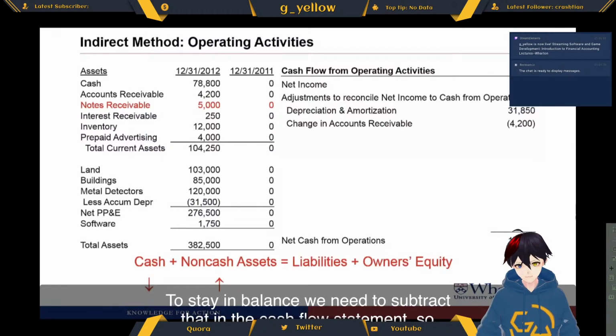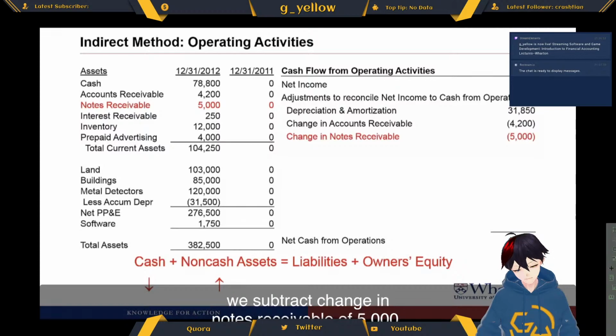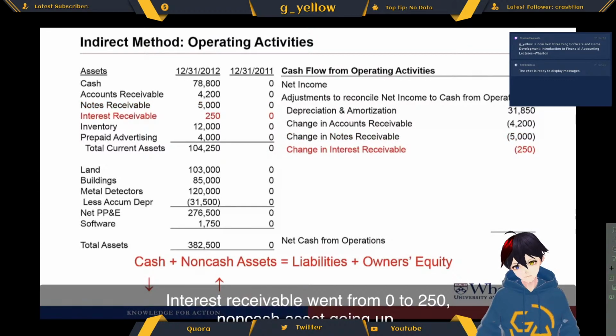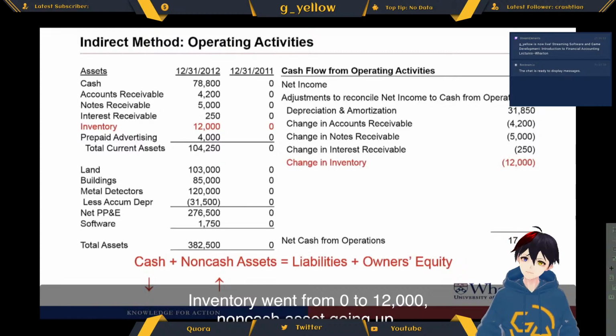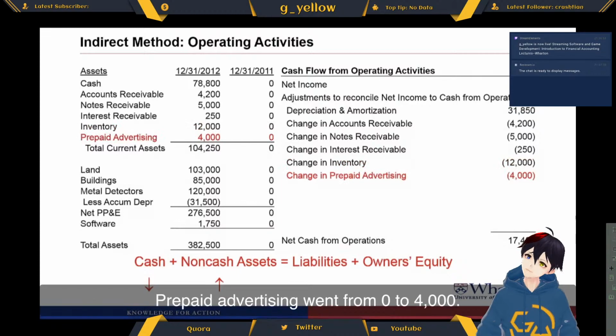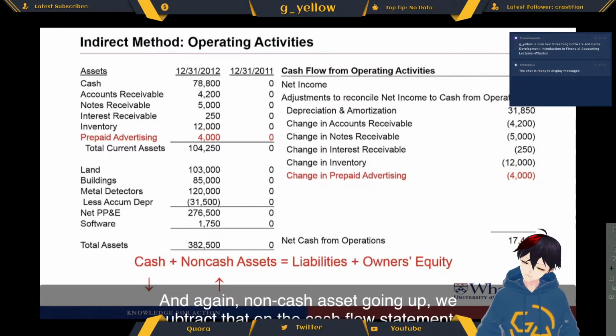To stay in balance, we need to subtract that in the cash flow statement, so we subtract change in notes receivable of $5,000. Interest receivable went from 0 to $250, non-cash asset going up, so we subtract it on the cash flow statement. Inventory went from 0 to $12,000, non-cash asset going up, so we subtract it on the cash flow statement. Prepaid advertising went from 0 to $4,000, and again, non-cash asset going up, we subtract that on the cash flow statement.